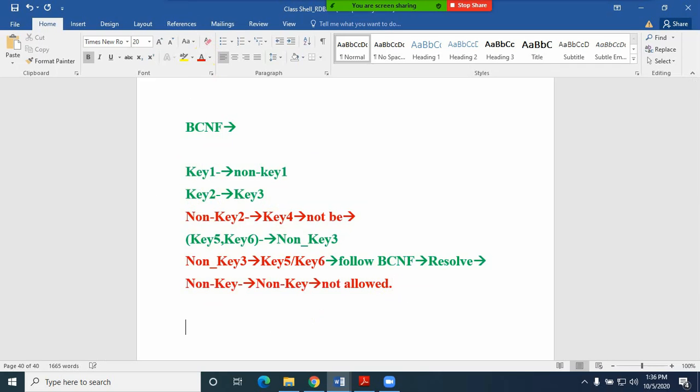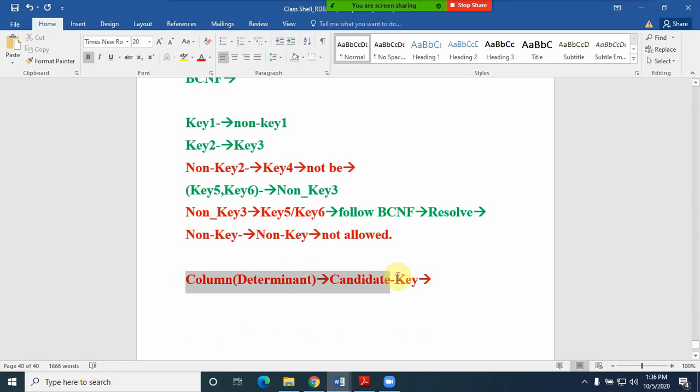Now the question here is, friends, this is what you call the determinant. This is the determinant, and I am giving it some column name. I am not designating that as a key column, and what we are saying is it should be a candidate key. Observe here, friends, how they have solved the problem.